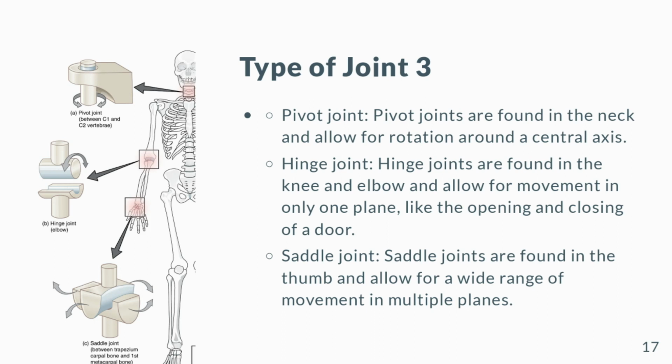Hinge joint. Hinge joints are found in the knee and elbow and allow for movement in only one plane, like the opening and closing of a door. They consist of a convex surface of one bone fitting into a concave surface of another bone.